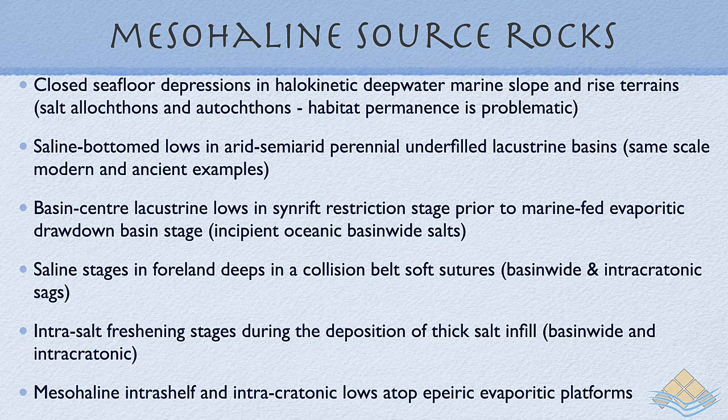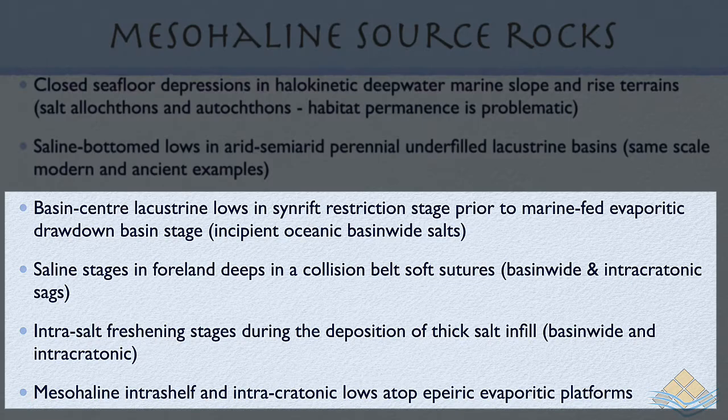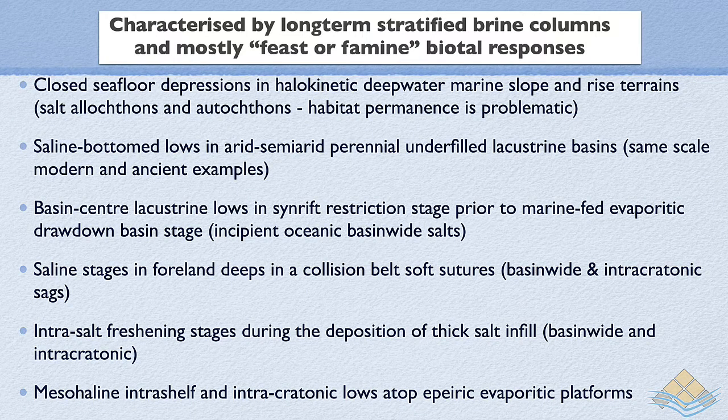And then finally, the platform mesohaline intrashelf and intracratonic lows atop relatively shallow water evaporitic shelves, and this latter setting typifies much of the source rock deposition in the Mesozoic of the Middle East. None of these four have same-scale modern counterparts. They are all typified by long-term stratified brine columns and productivity exemplified by long-term feast and famine.